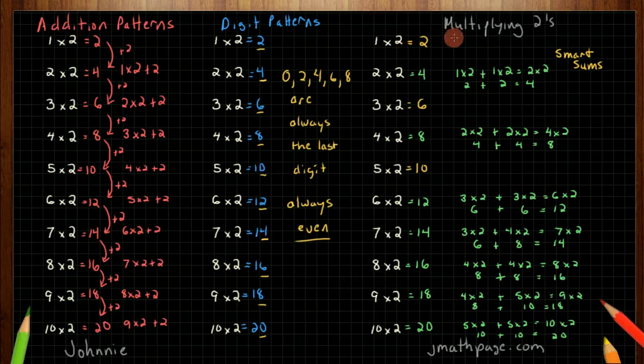Now, this way of figuring out the multiples is about adding parts of the multiplier. So 6 can be thought of as 3 and 3. 7 could be thought of as 3 and 4. And that's something you can do with any kind of multiplication. So we looked at multiplying 2's through addition patterns, through digit patterns, and through smart sums. I hope this helps you think about the 2's better.